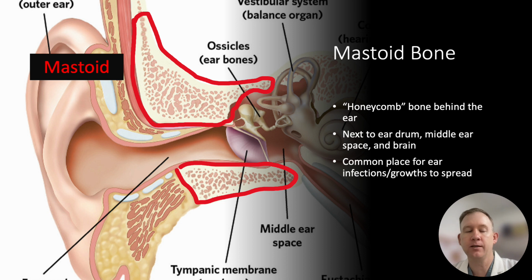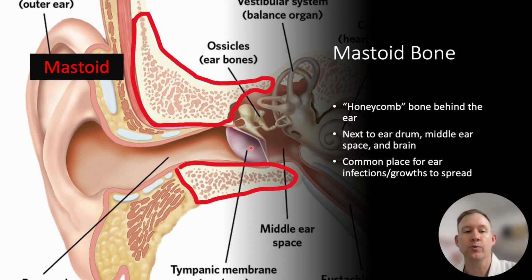And finally, the mastoid procedure. So I've outlined here in red, this is the mastoid bone. It's not solid bone typically. It's usually more like a honeycomb of bone. And so this is a common place for infection or inflammation to build up inside the ear.